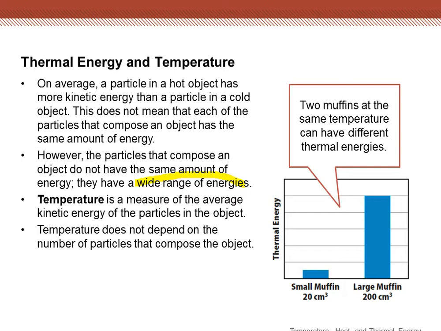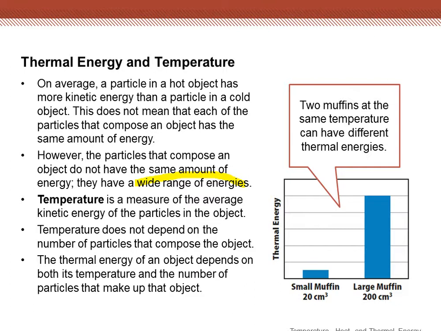Temperature does not depend on the number of particles in the object. However, the thermal energy of the object does depend on both its temperature and the number of particles, because temperature is average, thermal energy is total. So if we have two muffins, a small muffin and a large muffin, they may be at the same temperature, but the large muffin has much more thermal energy than the small muffin does.